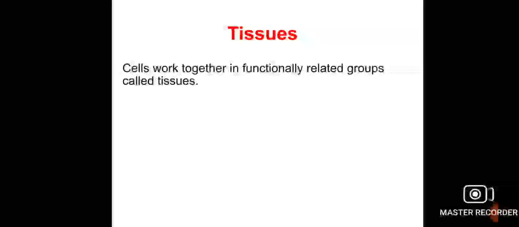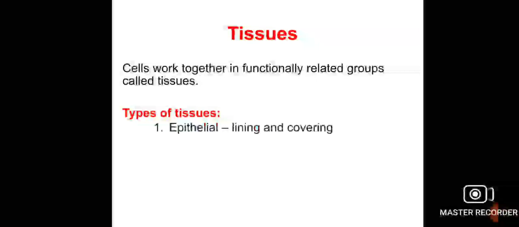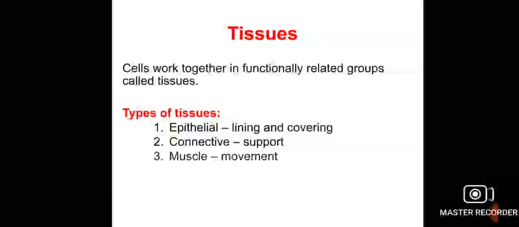Cells work together in functionally related groups called tissues. There are four basic types of tissues. Number one is the epithelial tissue, which is used for the lining and covering of different body parts. Number two is the connective tissue, which is used for support. Then muscle tissue and the nervous tissue. These four are the basic types of tissues.